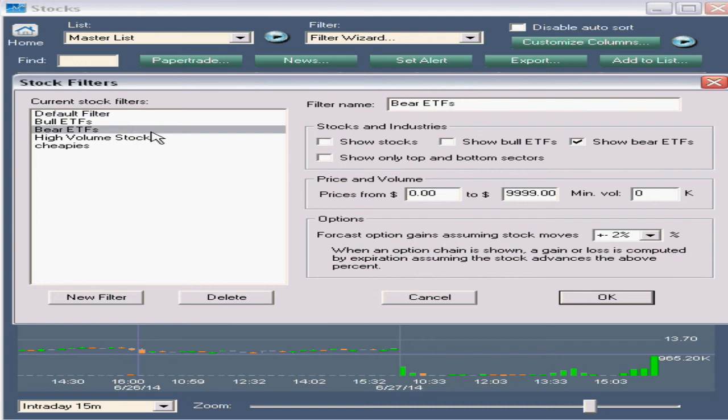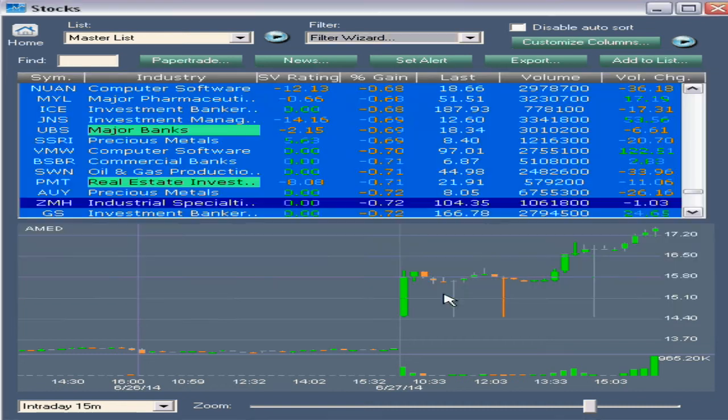and you can create new filters. You can specify different criteria. Now these filters are not fancy like chart filters. These are just basic filters like volume, price, that sort of thing. But you can set up as many of these as you want.